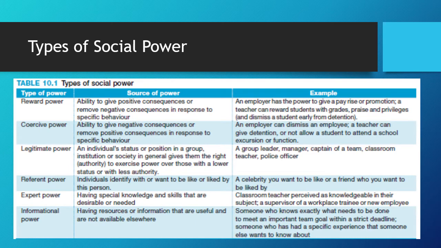And I'd strongly recommend that you actually put this table into your notes. So reward power is the ability to give positive consequences or remove negative consequences in response to a specific behaviour. So this could be an employer, this could be a teacher giving rewards and punishments, right? So this is usually reward power.